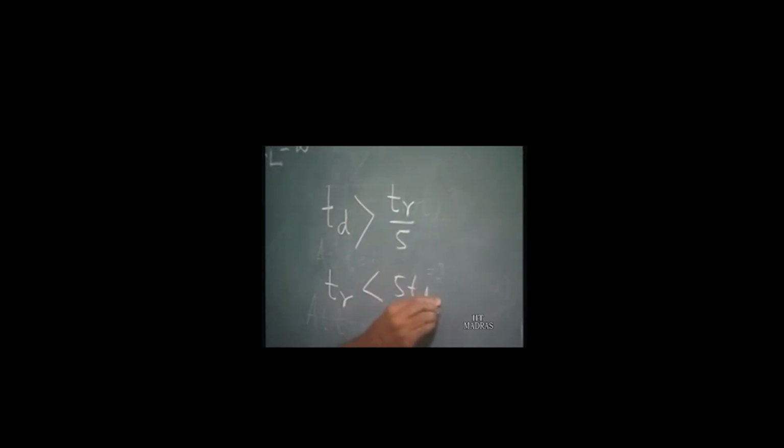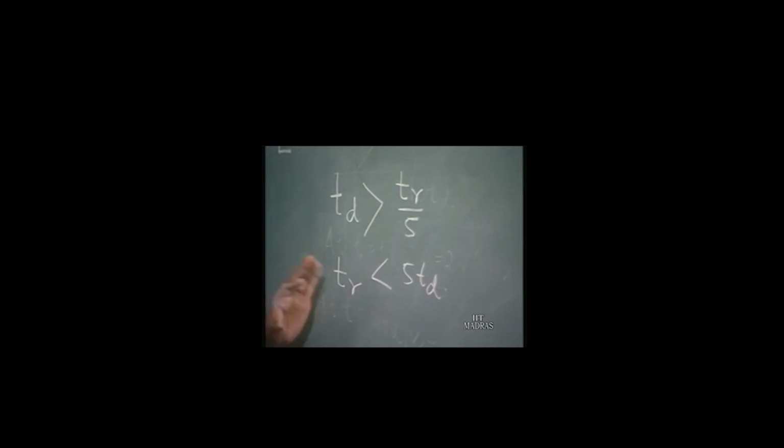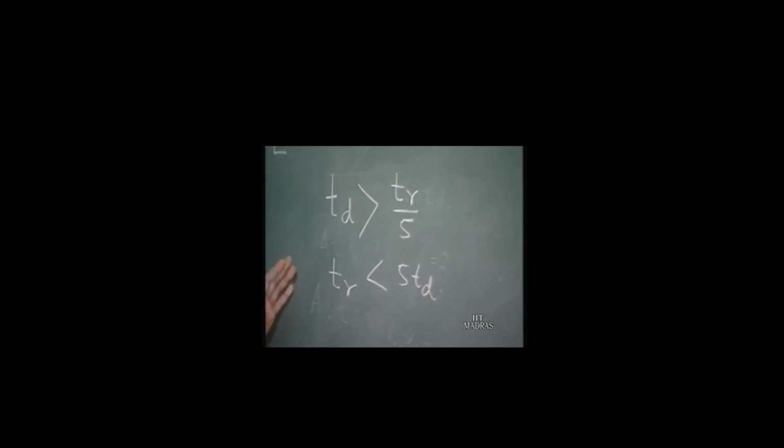Okay. So, in other words, we can also say when the rise time is less than 5 times the delay time of the line, then one has to actually look into the transmission line effects. This is a rule of thumb which is used to demarcate when the transmission line effects are dominant or when we can neglect them.